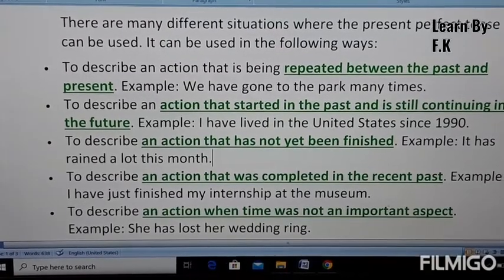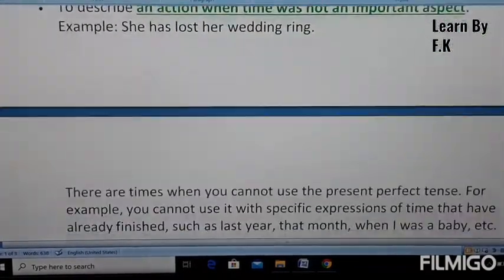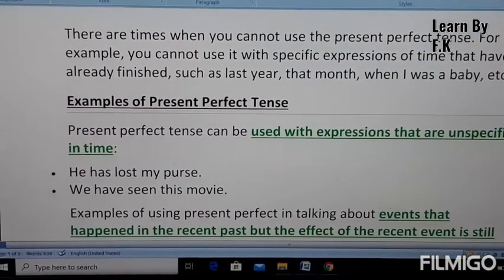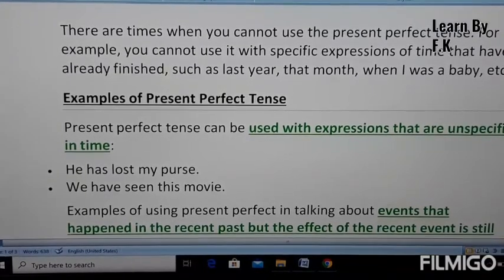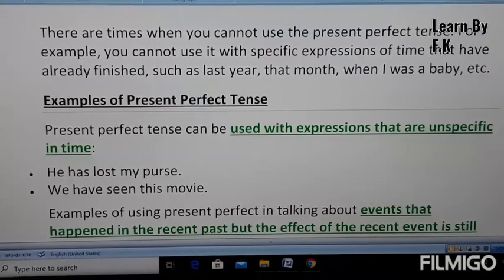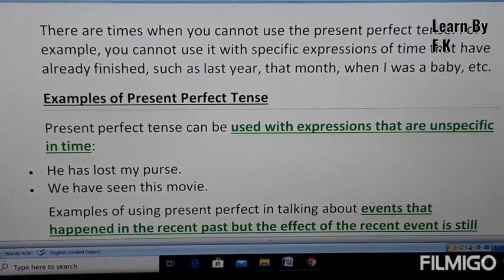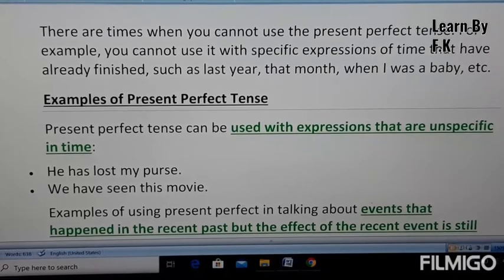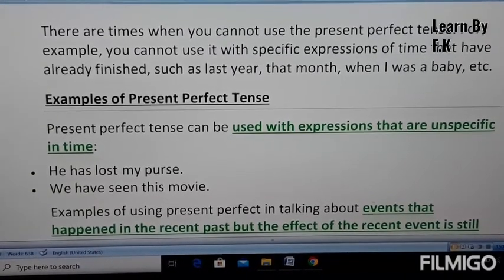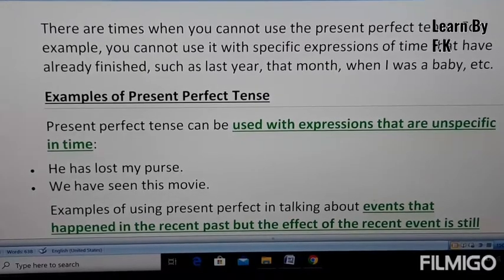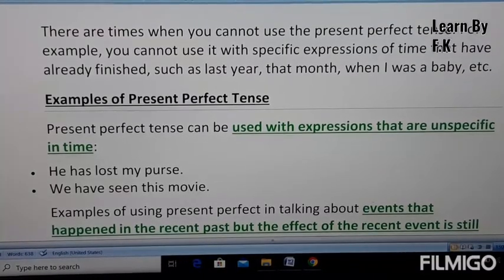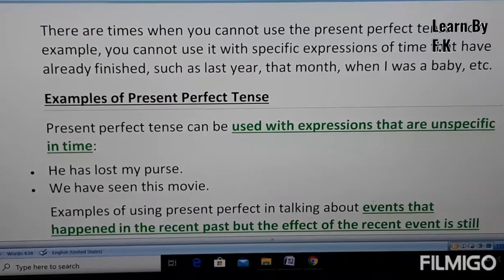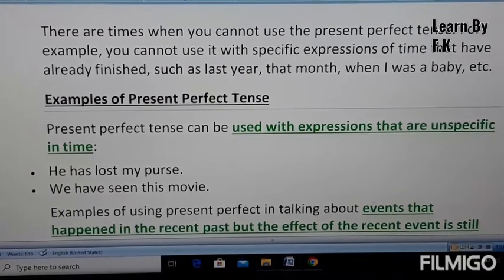Now we move to the next portion of this. There are times when you cannot use the present perfect tense. For example, you cannot use it with specific expressions of time that have already finished, such as last year, this, that one, when I was a baby, etc. These are the certain rules you have to follow for the present perfect tense. That shows the time should not be specific in this tense.